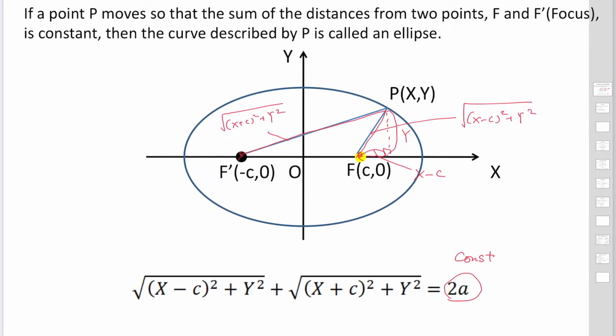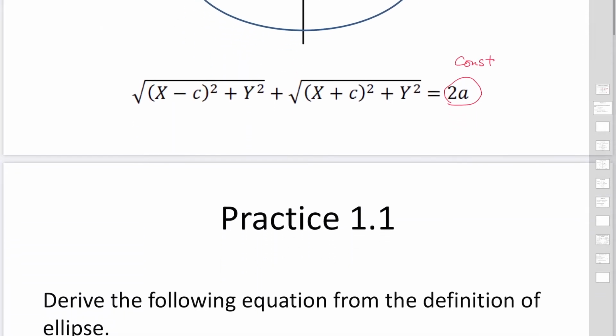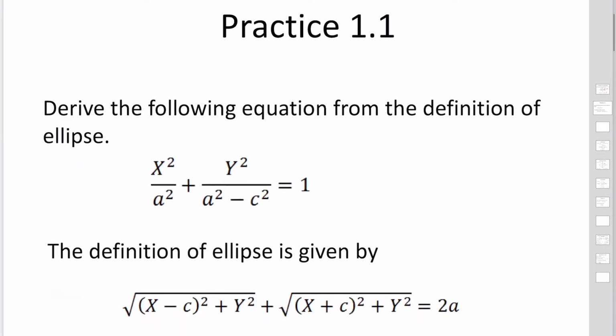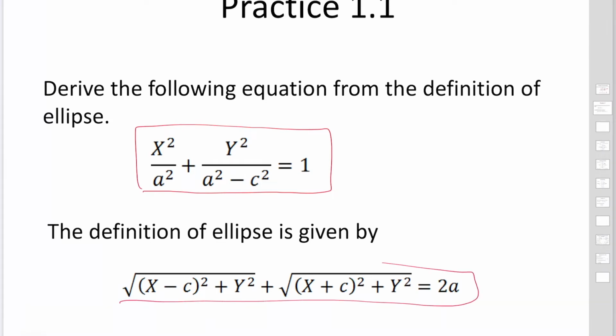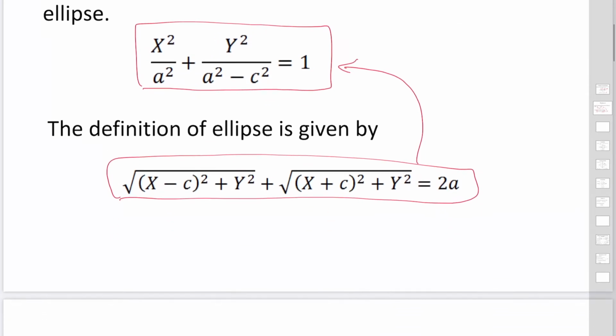So this might be the equation of the ellipse, but it might be better to use different formulas. So that's the practice one. Derive the following equation from the definition of the ellipse. So this is the equation we'd like to derive from the definition. This equation here. This is the question we need to answer.